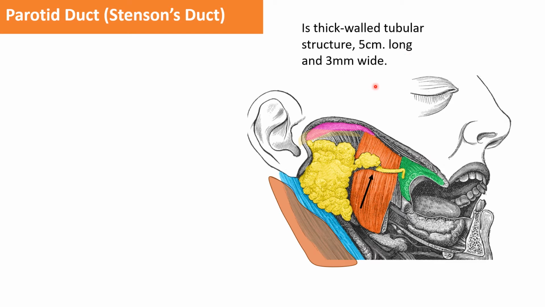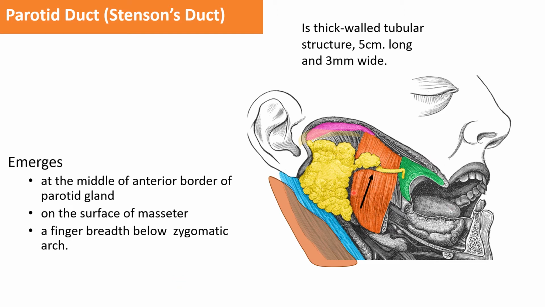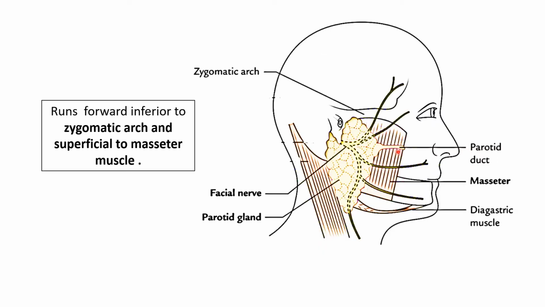Let us look at the course of the parotid duct. So this parotid duct will be formed within the gland by joining of smaller ducts, and it emerges on the face at the middle of the anterior border of the parotid gland on the surface of this muscle, that is masseter muscle, a finger breadth below the zygomatic arch. After that, it is going to run forward and slightly downward on the masseter muscle, that means superficial to the masseter muscle and inferior to the zygomatic arch.